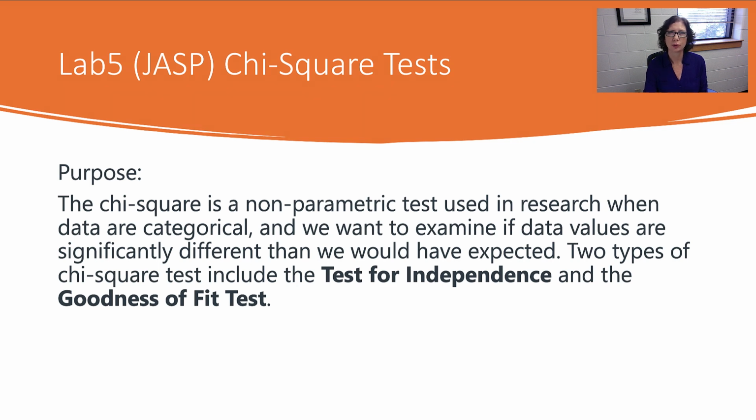For Lab 5, we're working with Chi-Square tests. And the Chi-Square is a non-parametric test that is used when our data are categorical, and we're looking to see if the data values and frequencies that we have in the data set are significantly different than what we would have expected. Now, the two types of Chi-Square test we'll be working with today are the test for independence and the goodness of fit test.